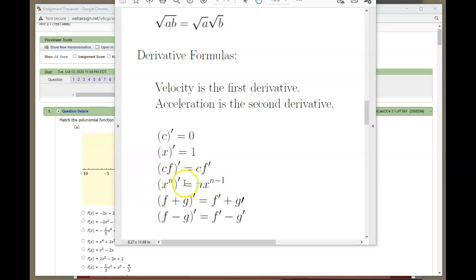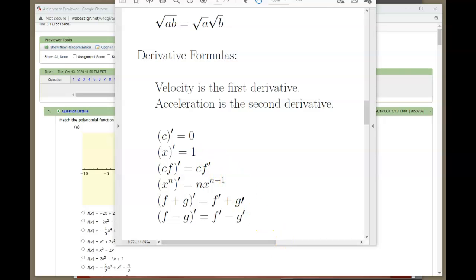If I have c times x, we'd have c times the derivative of x, which is 1. And then the power rule: x to the n, the derivative of that is n x to the n minus 1. And then we can take derivatives separately. F plus g means I have two separate things added together. I can take the derivative separately. The same is true for this. We do not have a rule for multiplication yet. We'll do that in the next section. So these are the rules for this section.